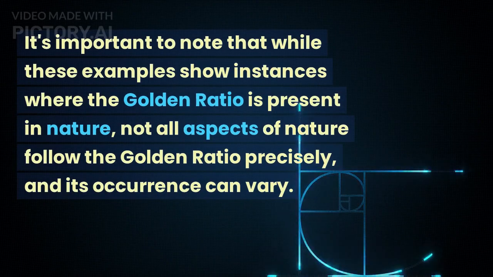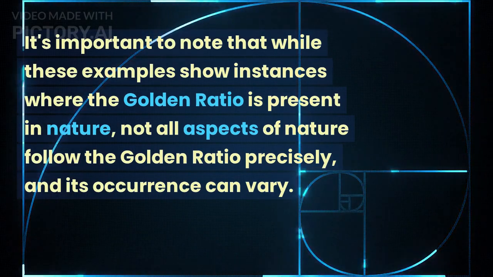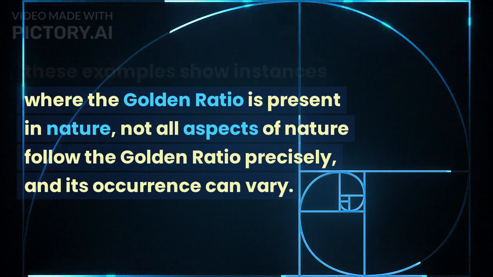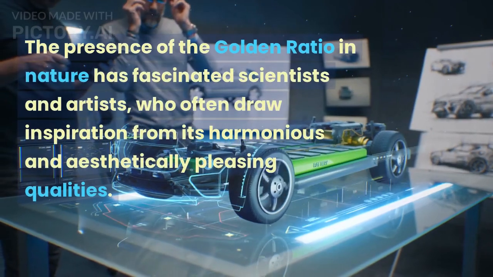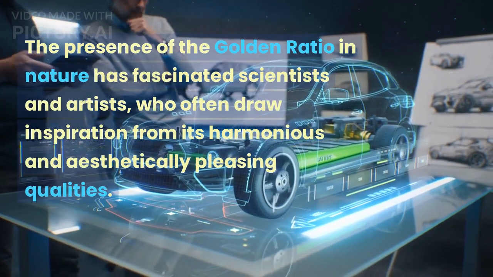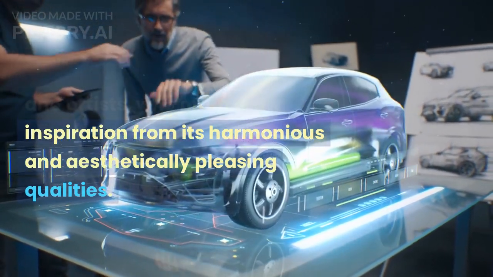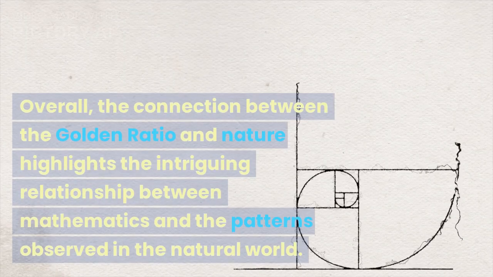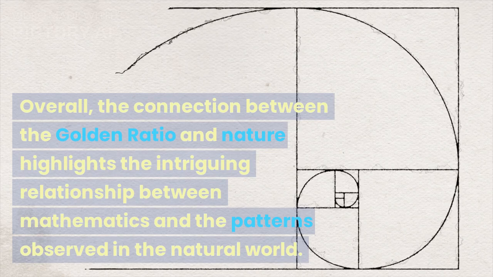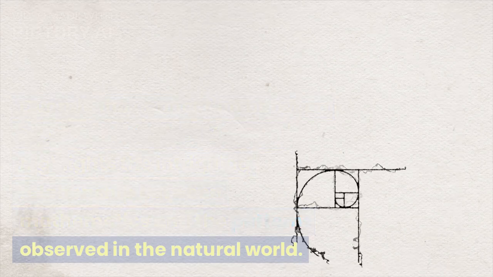It's important to note that while these examples show instances where the golden ratio is present in nature, not all aspects of nature follow the golden ratio precisely, and its occurrence can vary. The presence of the golden ratio in nature has fascinated scientists and artists, who often draw inspiration from its harmonious and aesthetically pleasing qualities. Overall, the connection between the golden ratio and nature highlights the intriguing relationship between mathematics and the patterns observed in the natural world.